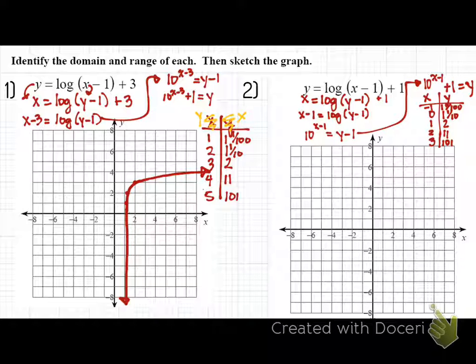Are we graphing an exponential equation? No. No, we're graphing a logarithmic. So we have to turn the x's and y's back to y's and x's respectively. And then we're plotting these points and graphing. Okay? And that's your answer. Does that make sense, everyone? Okay.